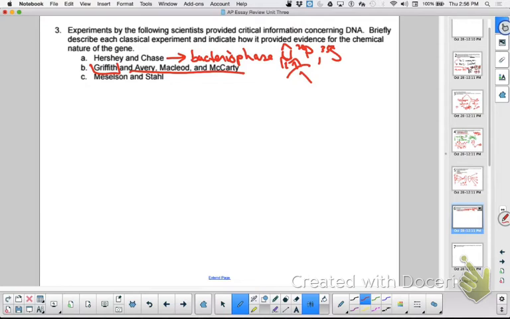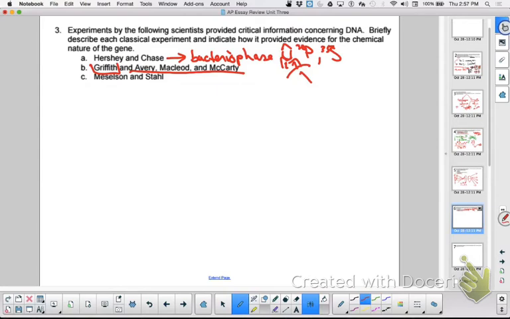And then Avery, McLeod, and McCarty are the ones who did the experiments to show that that transforming agent was DNA, because they used degradative enzymes. And when they broke down the DNA, no transformation. When they broke down the proteins and the RNA, there was transformation.